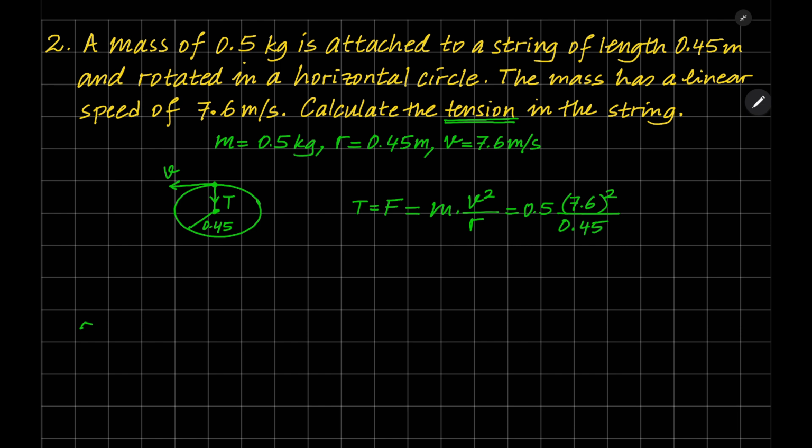0.45. Then F, or tension, is equal to 64.2 newtons. I hope it's clear. That's the answer. Again, we have used the circular motion formula. Now let's go to the next question.